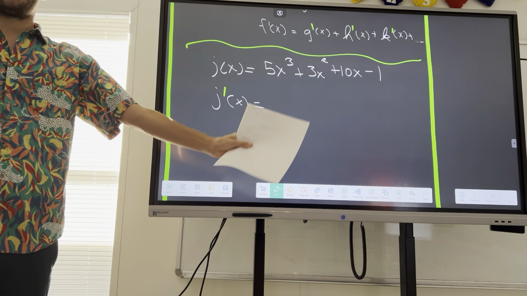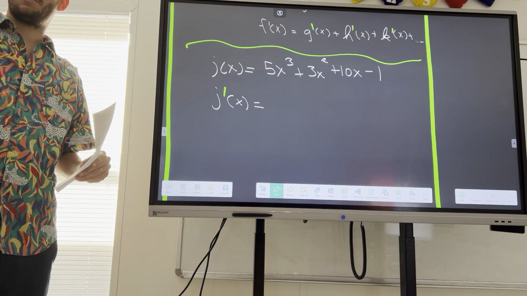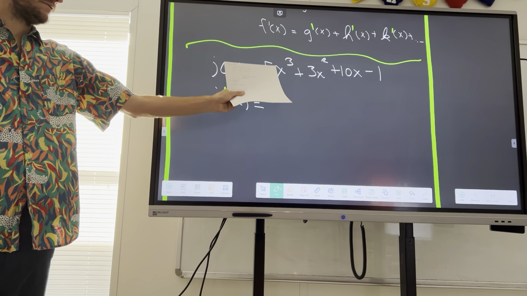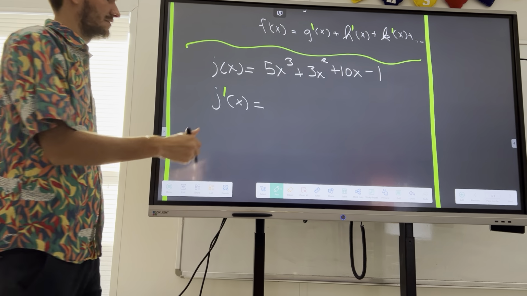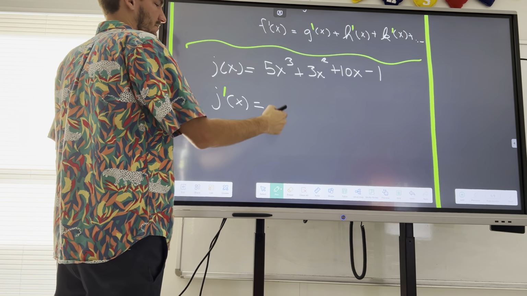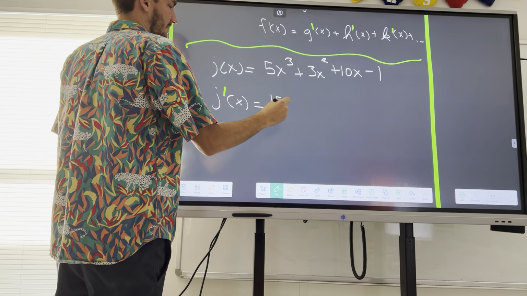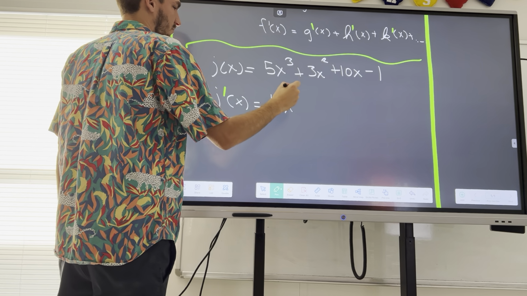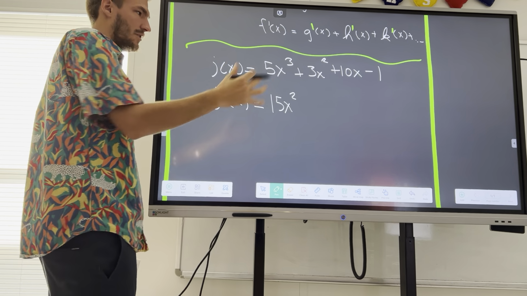Alright, there are 4 terms for this polynomial. We're going to start up front. Do you know what the derivative is here? Do I say the entire thing or just the first term? 15x squared. 15 because the 3 comes out front, squared because the 3 decrements by 1, subtracts 1.